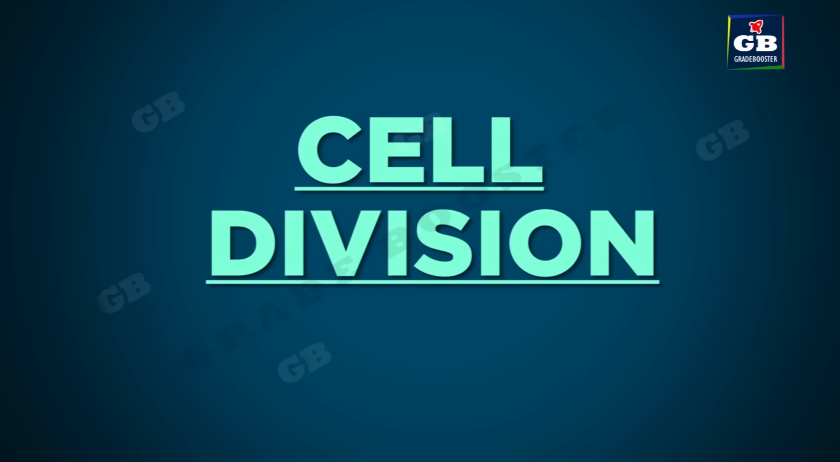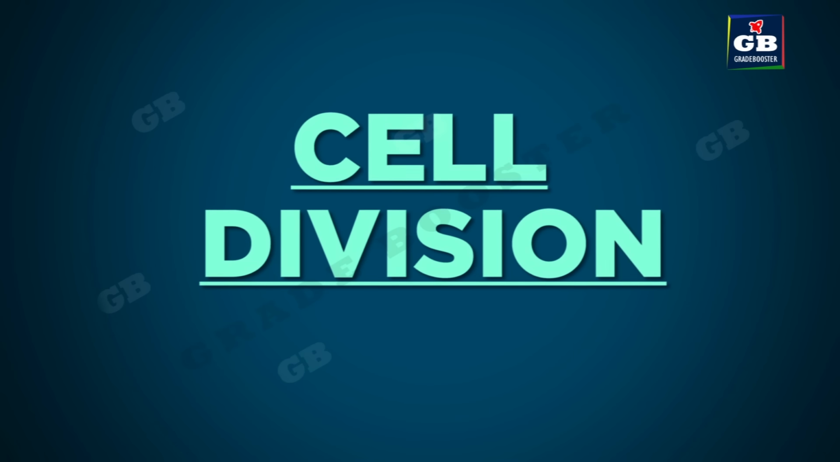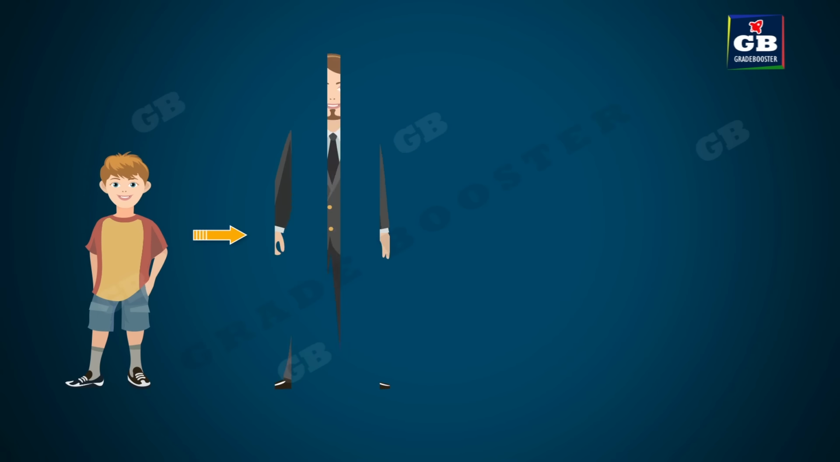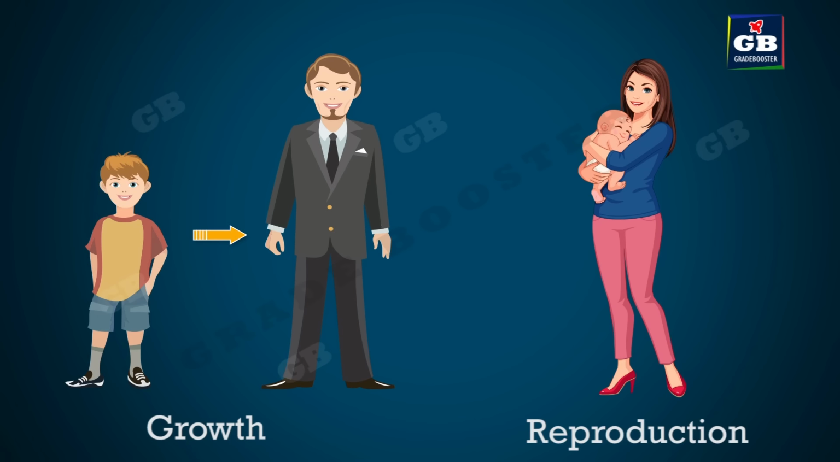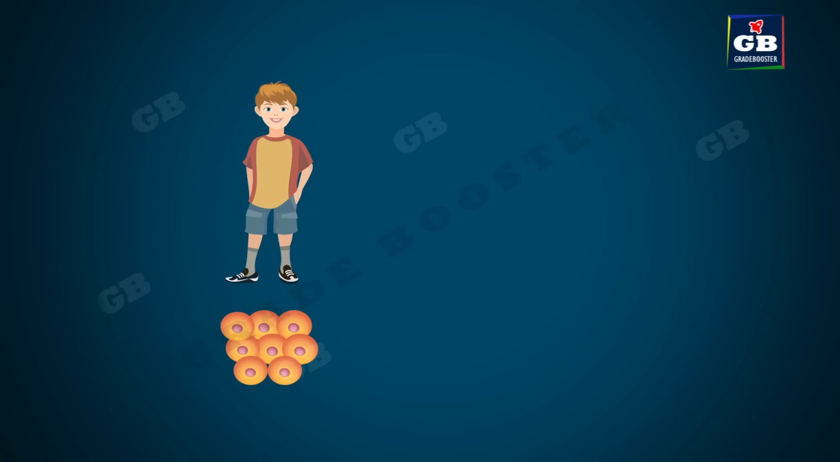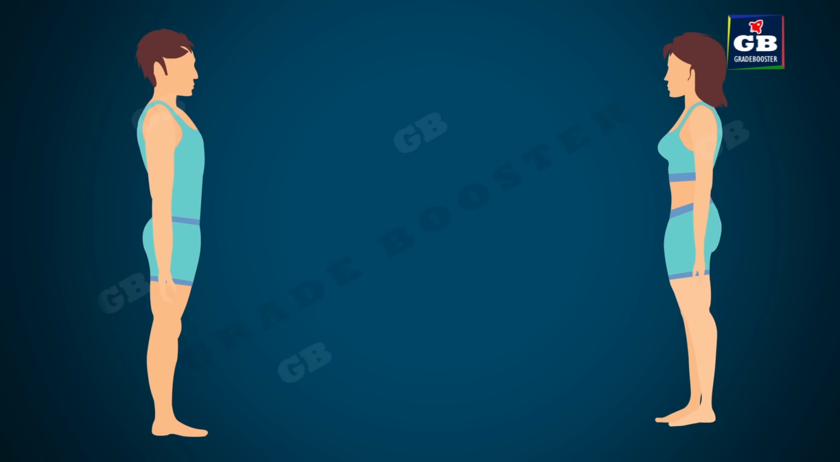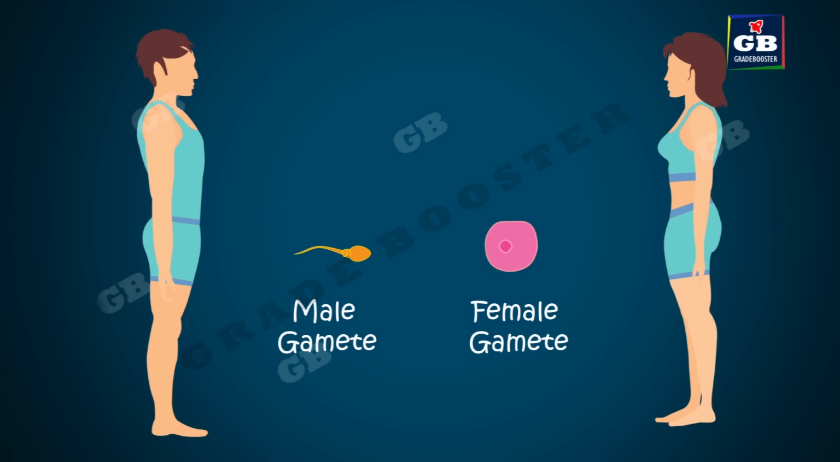Cell division. In this video, we will see the process of cell division. We know that living things grow and reproduce. Growth means adding new cells to the body. These new cells come from cell division. To reproduce, organisms need to produce new reproductive cells or sex cells. These cells are also produced by cell division.